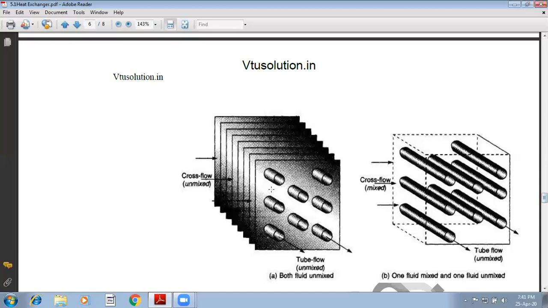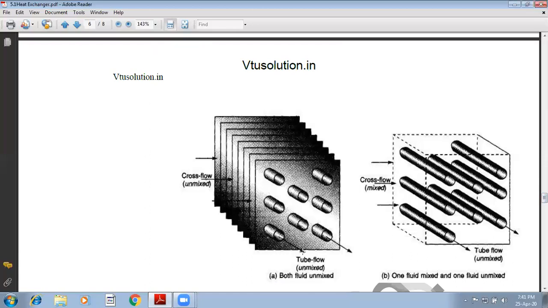You can see the hot fluid or fluid A is flowing through the tubes and fluid B is meeting the fluid A in transverse direction. Fluid A is moving along the axis of the tubes, whereas fluid B is meeting fluid A in transverse direction.